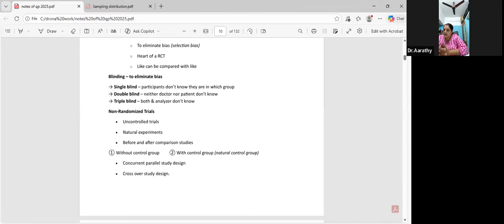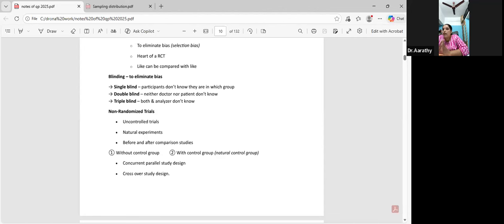That's called concurrent design. Now, parallel design is a form of concurrent design itself, where each person gets only one treatment, and the results of one group are compared with the other group. Somewhat similar to concurrent design itself. Now, crossover study design means the same group of people are given 2 separate interventions with a gap in between, and then the results of both interventions are compared.